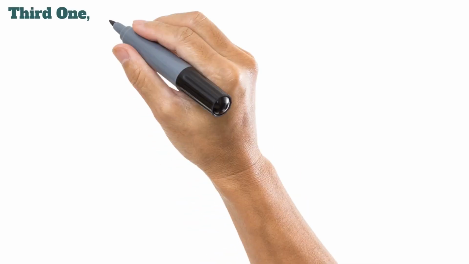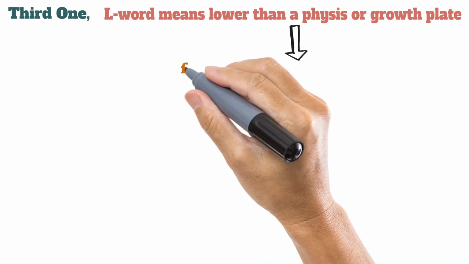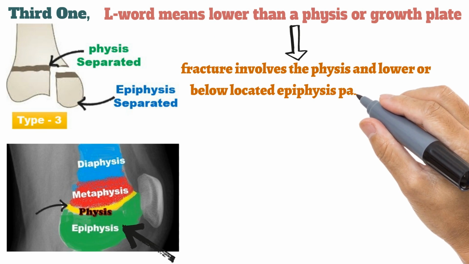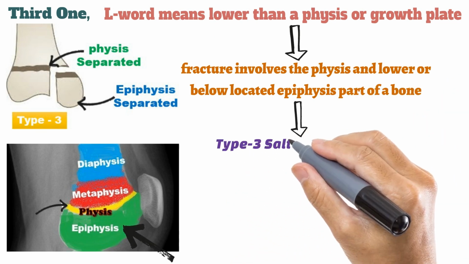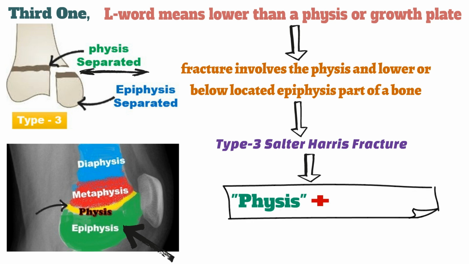The third one is the L word, meaning lower than the physis or growth plate, meaning the fracture involves the physis and the epiphysis part of the bone located lower or below. So this type of fracture is known as type 3 Salter-Harris fracture, which involves physis plus epiphysis.